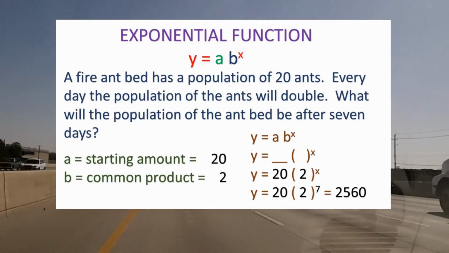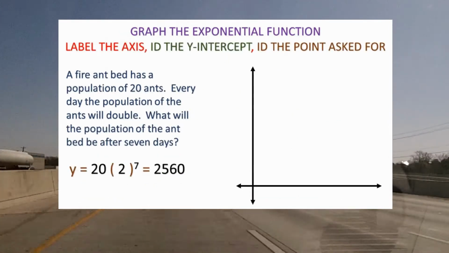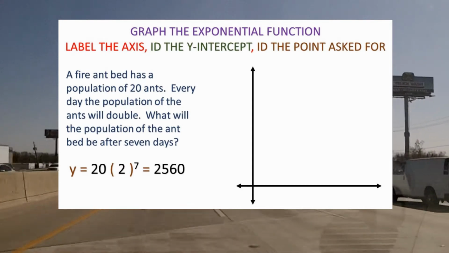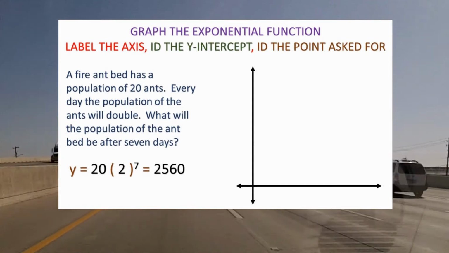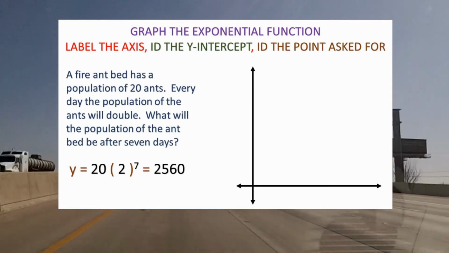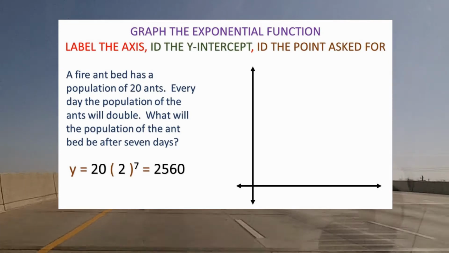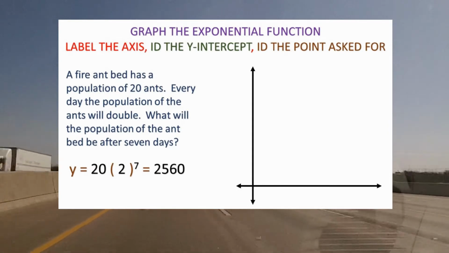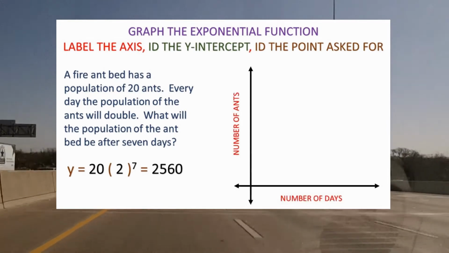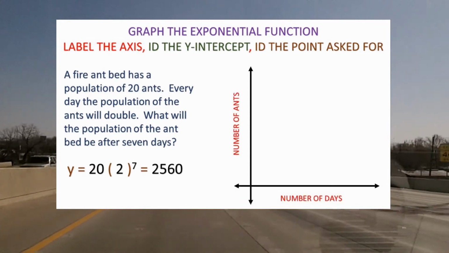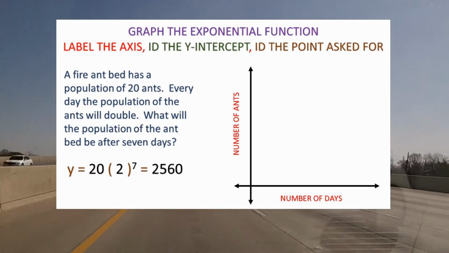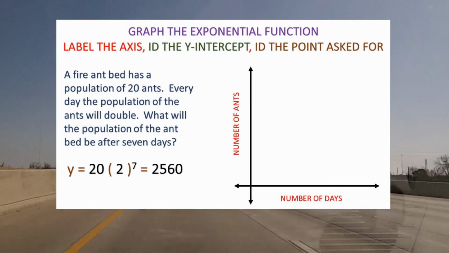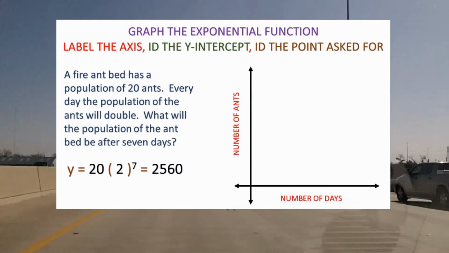Now we're going to graph this function. To graph the function, we'll only use the first quadrant. We need to label the axes, identify the y-intercept, and identify the point asked for, then draw an exponential growth or an exponential decay curve. First off, let's label the axes. The x-axis will be the number of days, and the y-axis will be the number of ants. The x-axis will usually be a quantity of time.